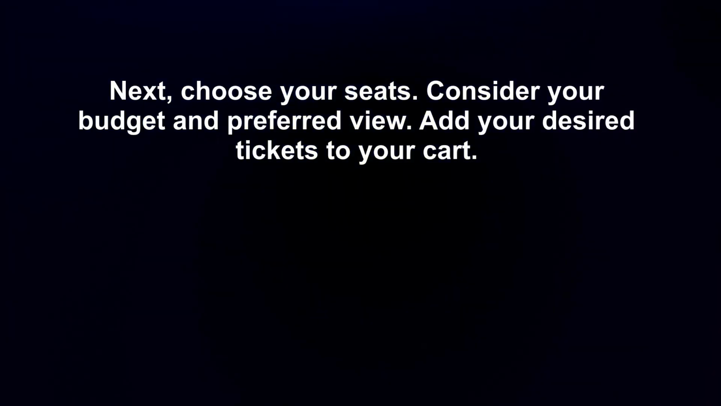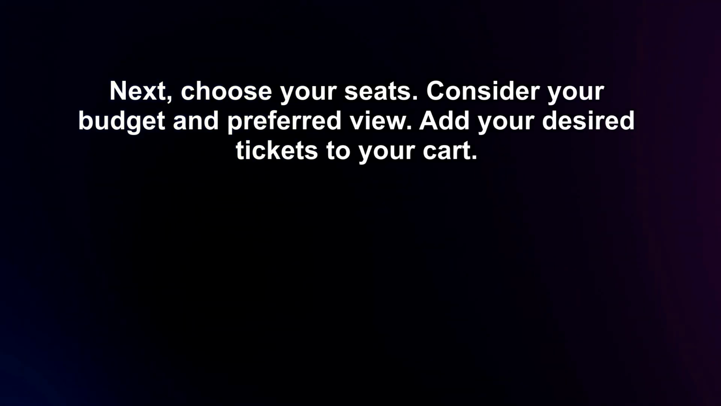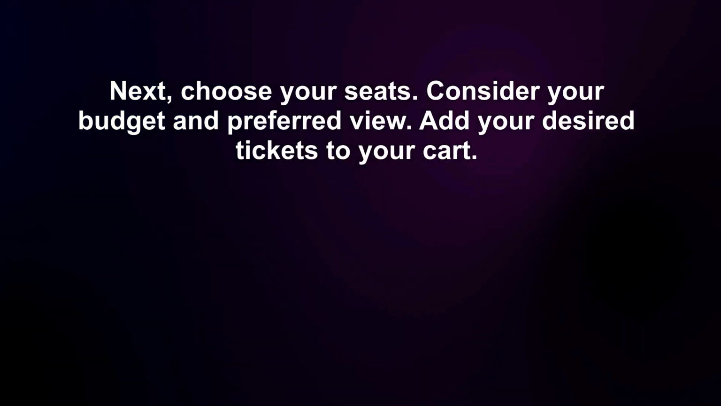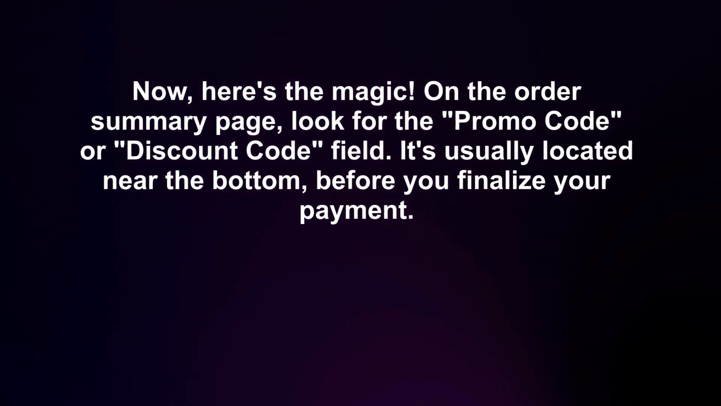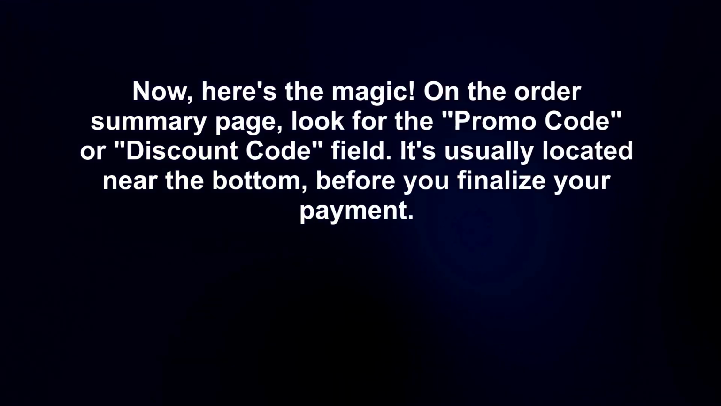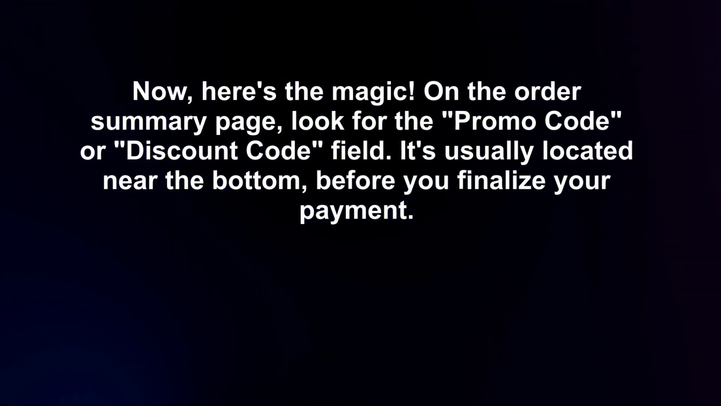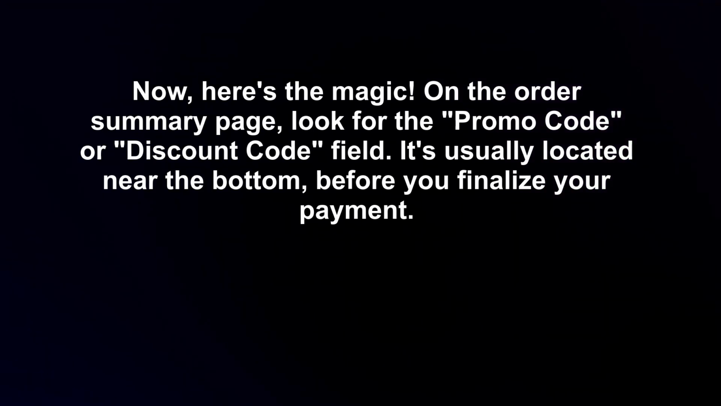Next, choose your seats. Consider your budget and preferred view. Add your desired tickets to your cart. Now, here's the magic. On the order summary page, look for the promo code or discount code field. It's usually located near the bottom, before you finalize your payment.